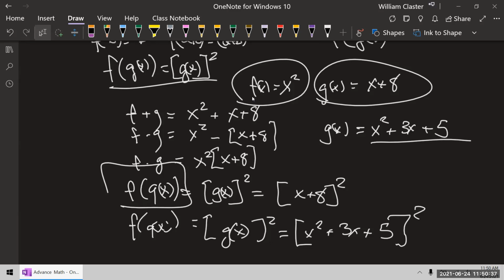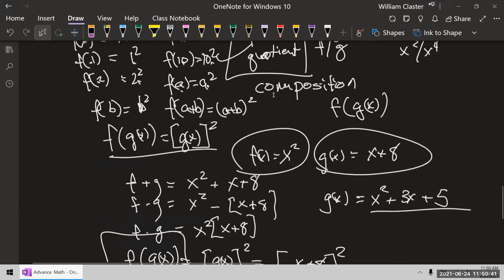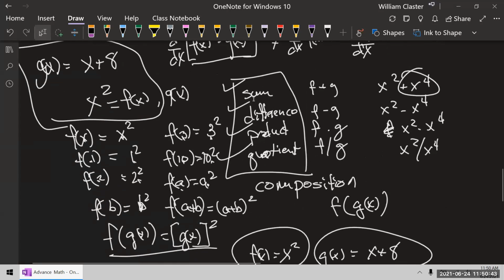Okay? So we said that we had some operations here, which we called sum, difference, product, and quotient. But now we have another operation called composition. That's this. This is called composition.